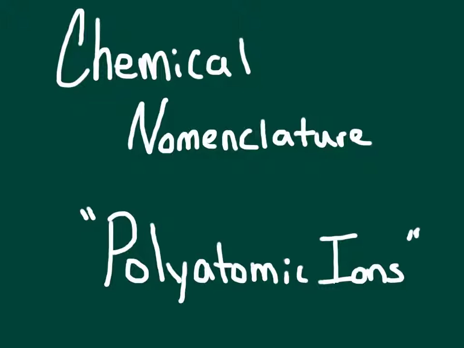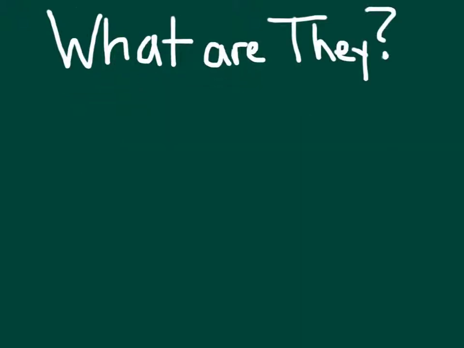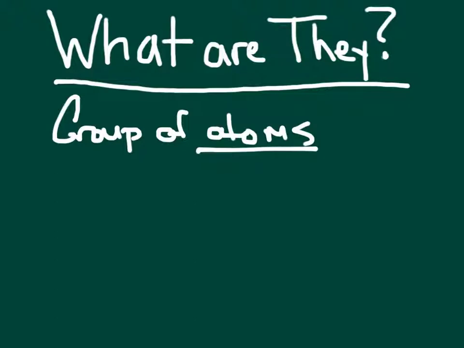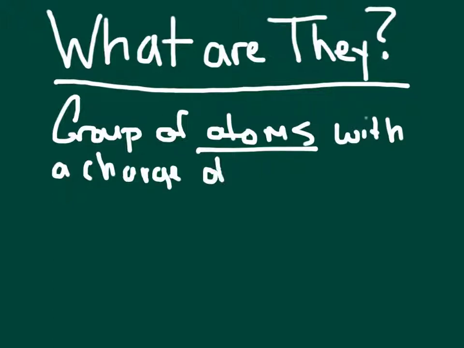In this video we're going to discuss polyatomic ions and really the rules for naming, and in turn finding the formula for, compounds with polyatomic ions. So what is a polyatomic ion? The simple answer is a group of atoms, and the key word there is atoms, with a charge other than 0.